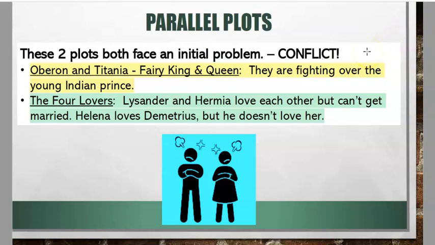But two of the parallel plots both face an initial problem, conflict. We have Oberon and Titania, the fairy king and queen. They are fighting over the young Indian prince. And the four lovers, Lysander and Hermia, love each other but can't get married. Helena loves Demetrius, but he doesn't love her. So at the start of these two parallel plots, we have conflict.